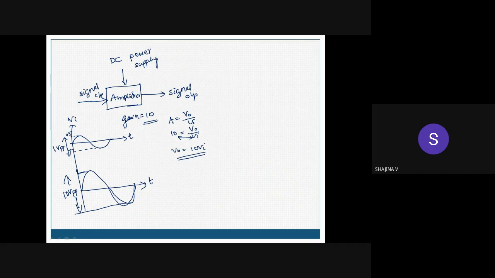You can see here the frequency is maintained constant. That is, if the input signal frequency is 1 kilohertz, what will the output signal frequency be? It will be the same. Frequency is not affected here.